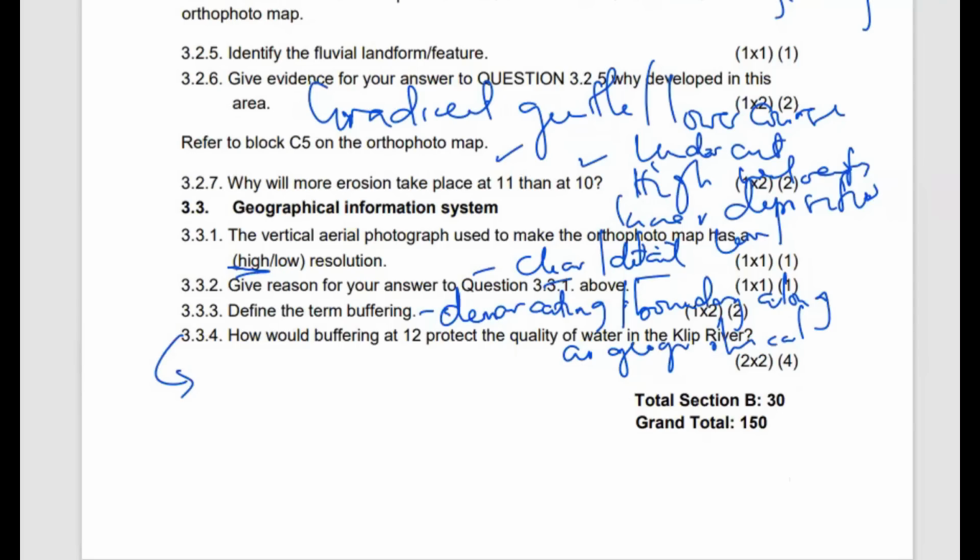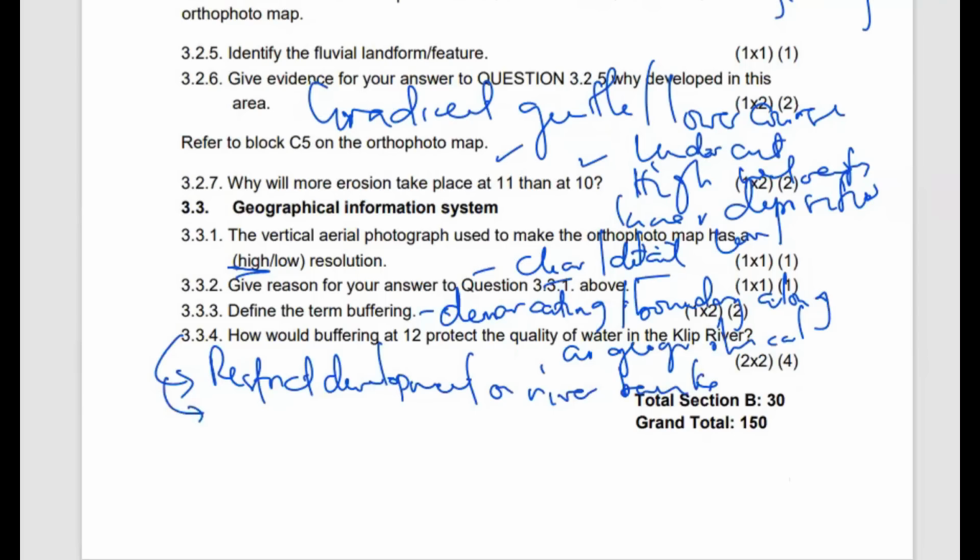So it will restrict development on river banks. It means if you put a boundary, people cannot do development on river banks, and ultimately that is going to protect the quality. Or it will decrease pollution. Definitely from surrounding areas. If there's a boundary, then people cannot go and dump waste into the river. That will result in decreased pollution of the river.